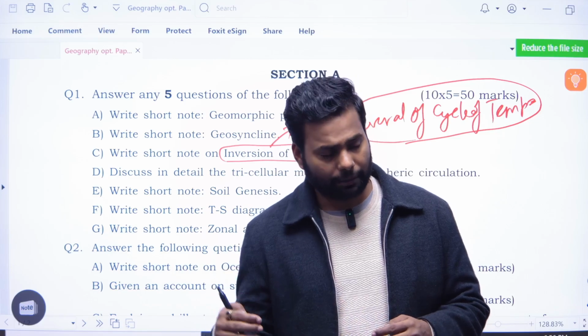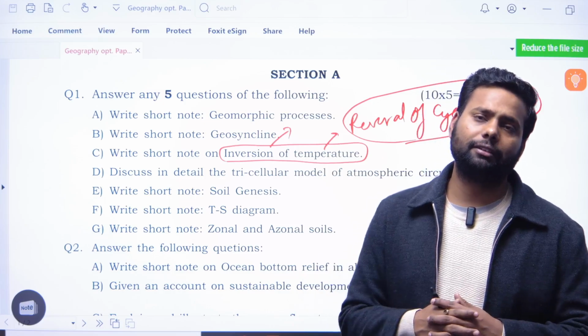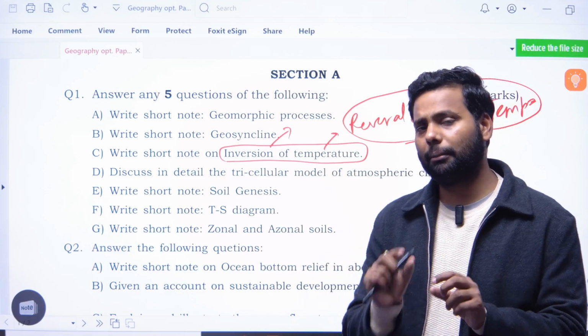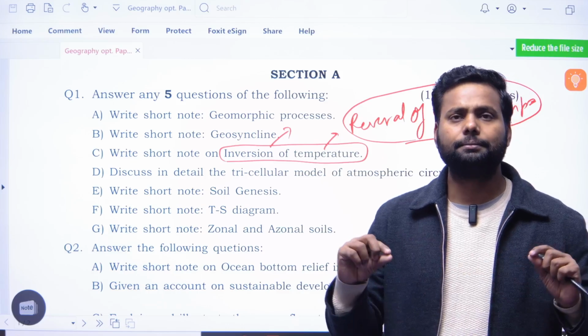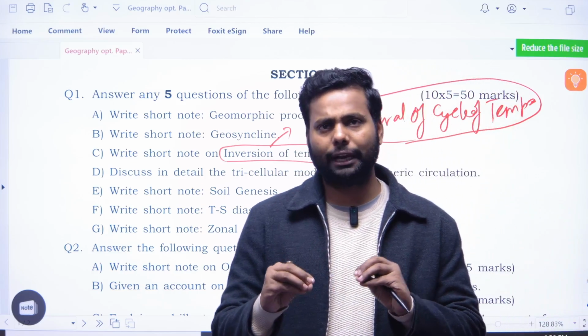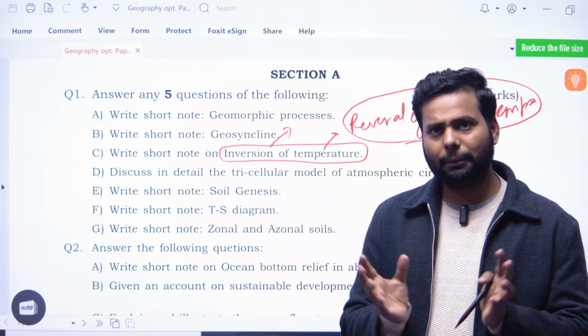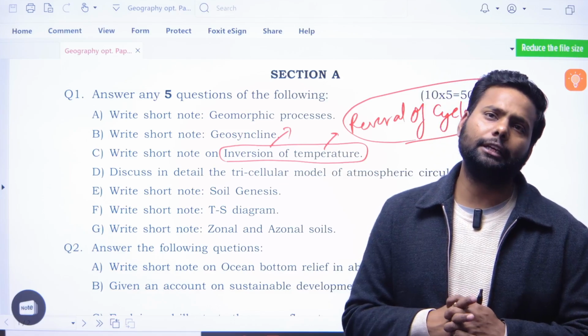There is a radiative thermal inversion, conductive thermal inversion. There are so many varieties. You have to simply mention all the names, and in a very short and crisp manner, you have to write down all these types. I hope that this short discussion gave you a good insight about the topic.